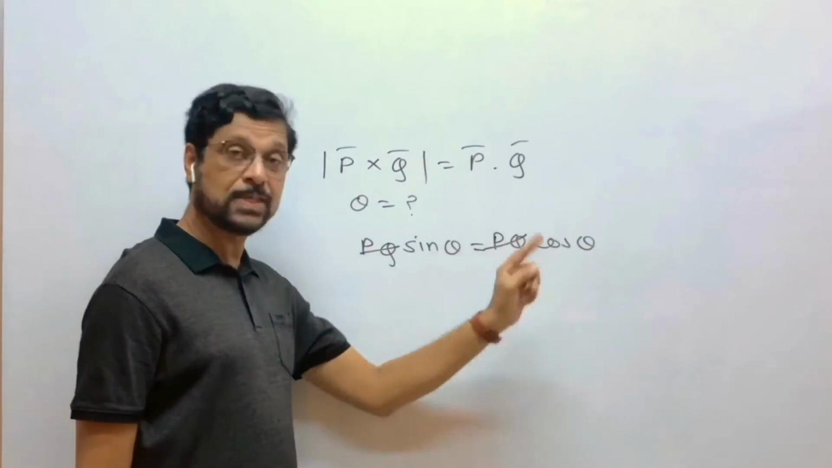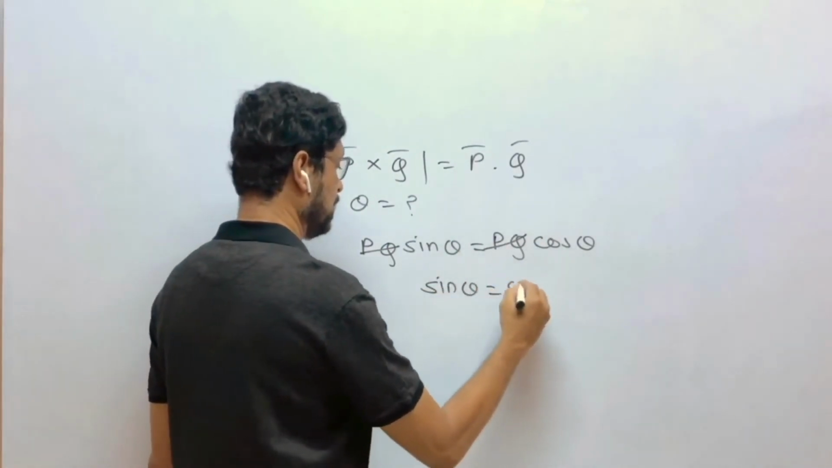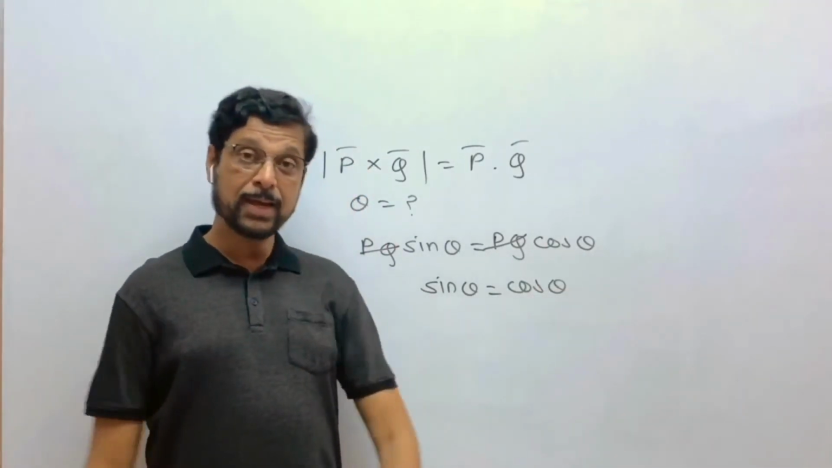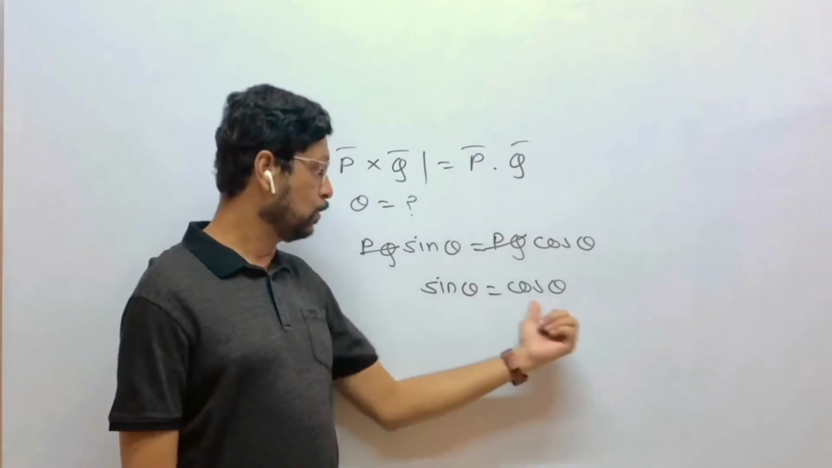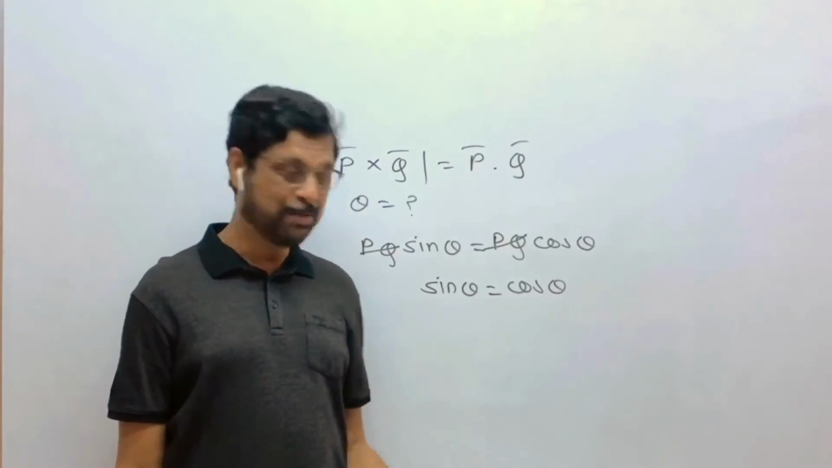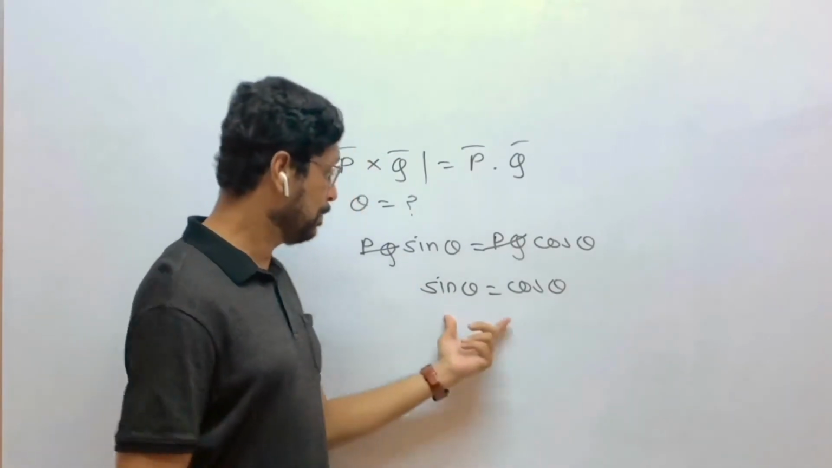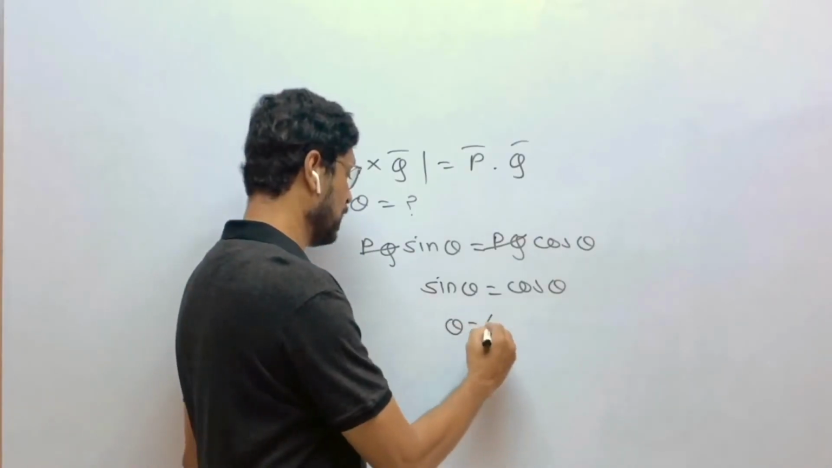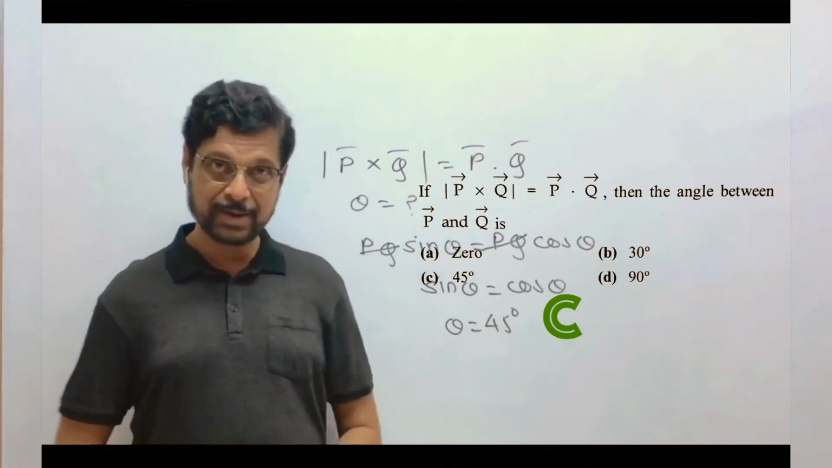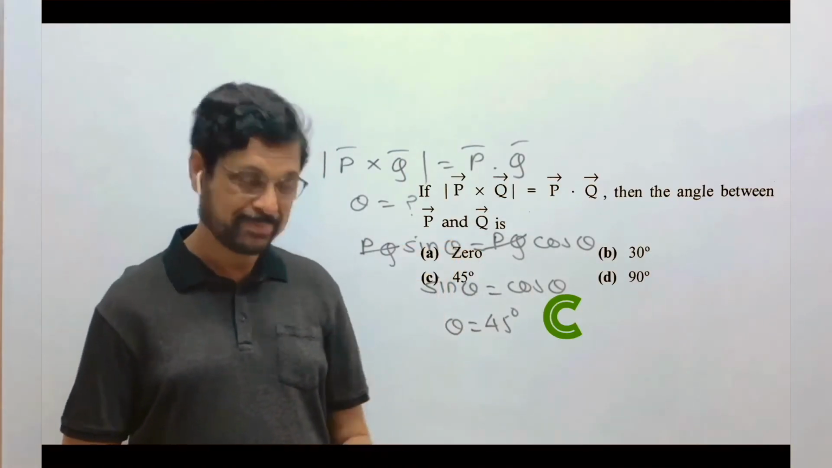Means sin theta is equal to cos theta. किस एंगल का साइन और कॉस दोनों सेम होते हैं? 45 डिग्री. Sin 45 is 1 by root 2. Cos 45 is also 1 by root 2. Means theta is equal to 45 degree. So your answer will be C, 45 degree.